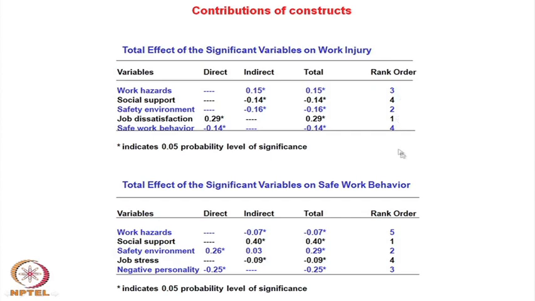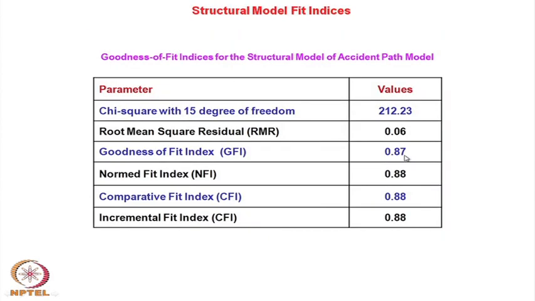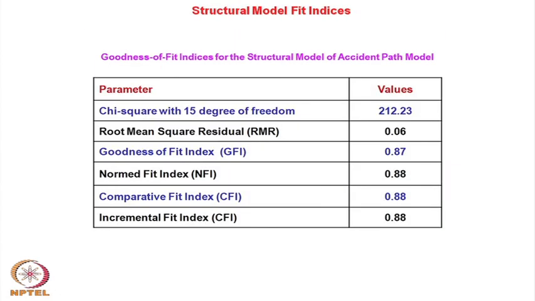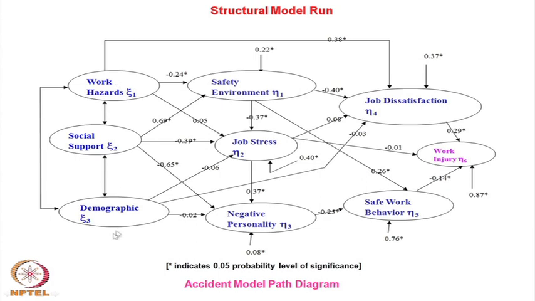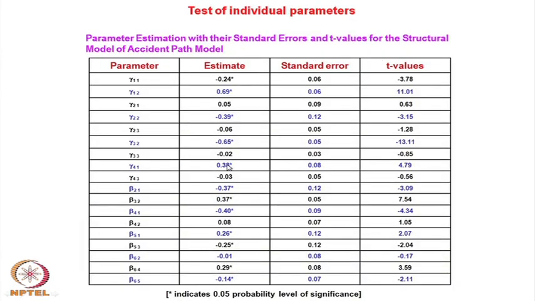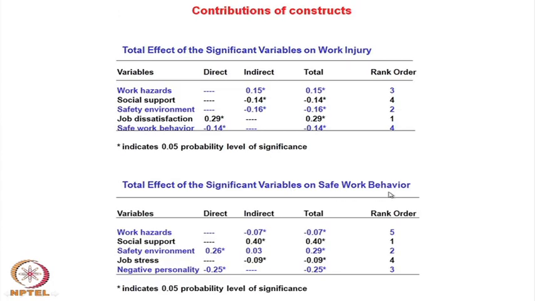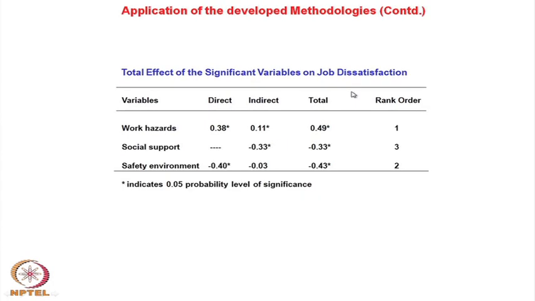Similarly, as there are many dependent variables or dependent constructs, you can find them here. These are the exogenous, but all of these are endogenous. For any endogenous variable you can find the direct and indirect effects. This will definitely help you in making better policy. We calculated the total effect for work behavior, work injury and job dissatisfaction, and the variables and their rank order.